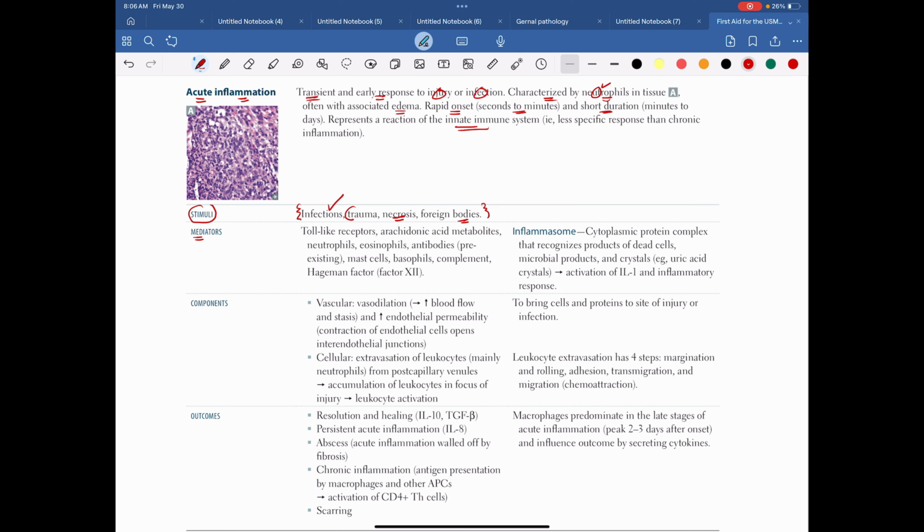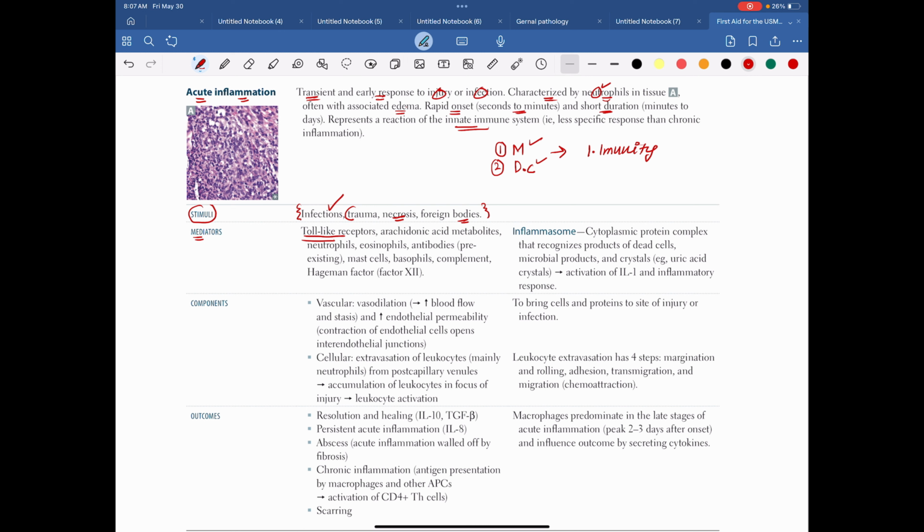Then again, what are the mediators of inflammation? So these are the important mediators of acute inflammation. So first of all is the toll-like receptor. So we have to understand this topic very well. First of all, you guys have to remember what are the cells of the innate immune system which have this toll-like receptor. So macrophages, and the second cell is the dendritic cell. So macrophages and dendritic cells are part of innate immunity, and these are the cells which have the toll-like receptors. You have to remember this.